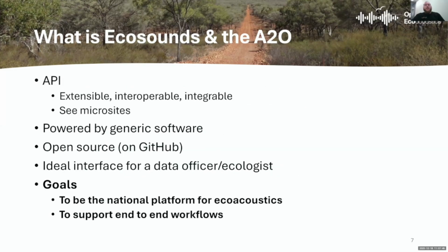For those that are more technically minded, we have an API. So if our website doesn't do what you need it to do, there's a fair chance that you can use the API to do something new and interesting. If that sounds like a problem you have, come talk to us and we'd love to help you with that. The software itself is generic and open source, as per our name. And it is a data management platform, so it's kind of ideal for an ecologist or a data officer or someone managing data.